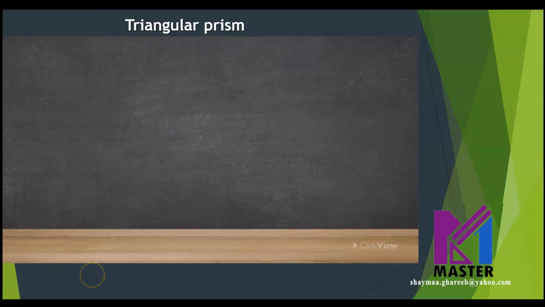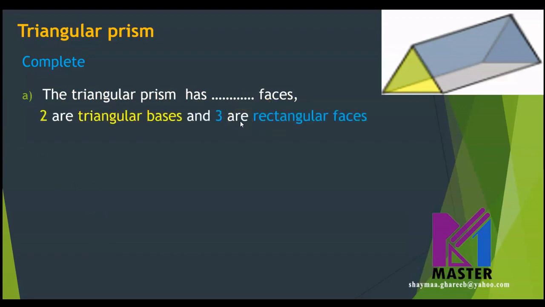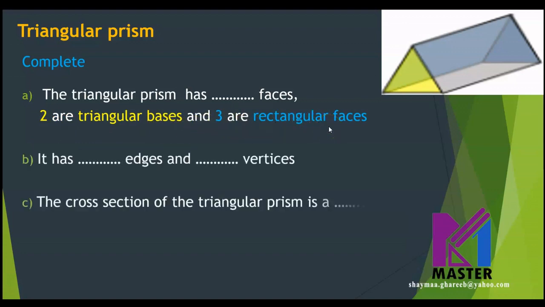After watching the video, let's see some properties about the triangular prism. The triangular prism has how many faces? 5 faces, as we said before. 2 are triangular bases and 3 are rectangular faces. It has how many edges? It has 9 edges, 3 at this base and 3 in the opposite base, and these 3 that are attached to them. And how many vertices?